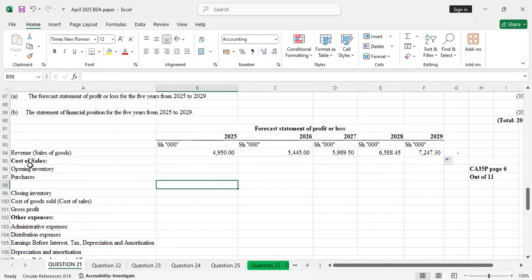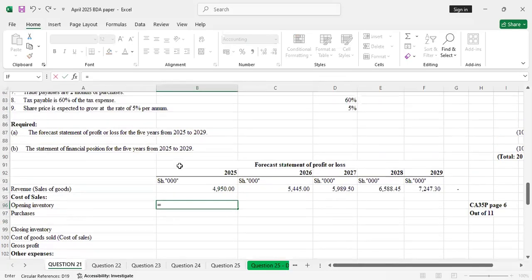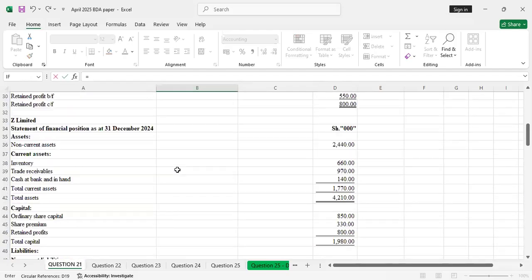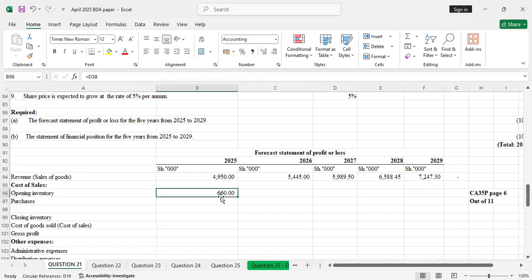So the next item will be cost of sales. So we have the opening inventory. So where's the opening inventory? There was no forecast for inventory. So we know that the opening inventory for 2025 will be the closing inventory for 2024. The closing inventory, we'll get it on the statement of profit or loss or the statement of financial position. So I'll just come here and pick this. Yeah, that was the closing inventory, 660.